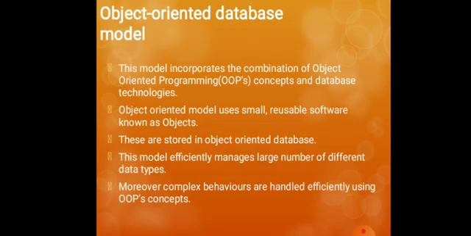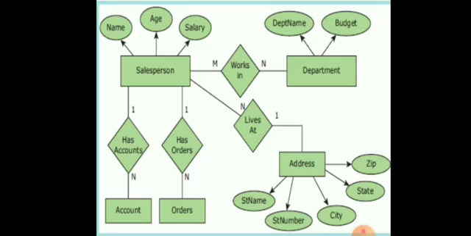Object-oriented database model. This model incorporates the combination of object-oriented programming concepts and database technology. The object-oriented model uses small, reusable software known as objects. These are all stored in an object-oriented database. This model efficiently manages a large number of different data types. Moreover, complex behaviors are handled efficiently using the OOPS structure. Here we can see an example of the OOPS structure database management system.